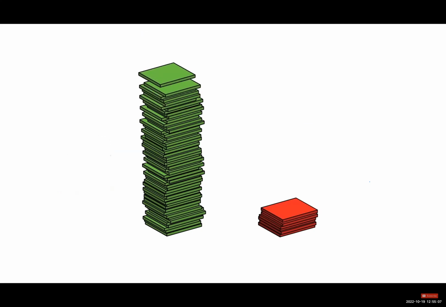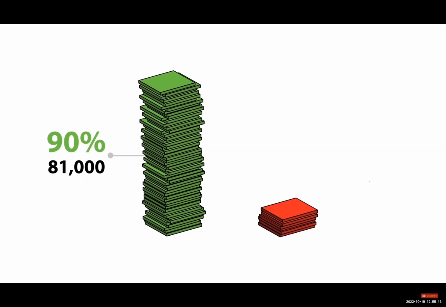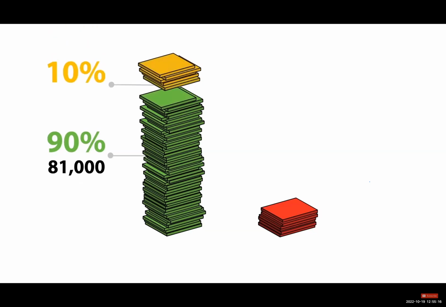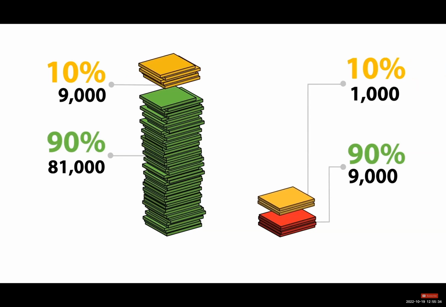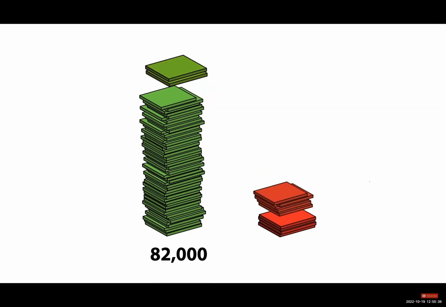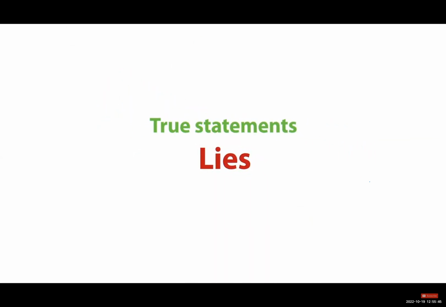The lie detector says 90% of the actually true statements are true. That's 81,000, but it wrongly identifies 10% of those true statements as lies. That's 9,000 false accusations of lying. It correctly identifies 90% of the 10,000 lies as lies. That's 9,000, and wrongly says that 10% of the lies are true: 1,000 lies that slip through the net and are believed to be true. So the lie detector thinks there are 82,000 true statements and 18,000 lies. It's underestimated the number of true statements and overestimated the number of lies.